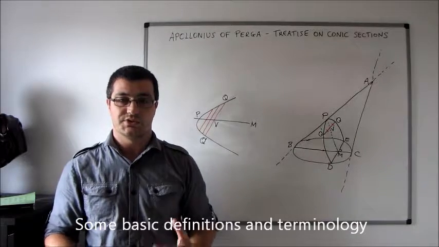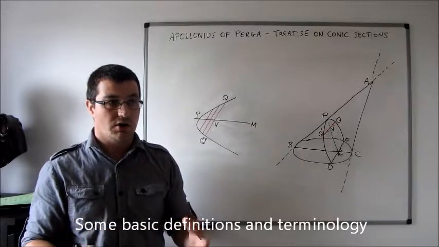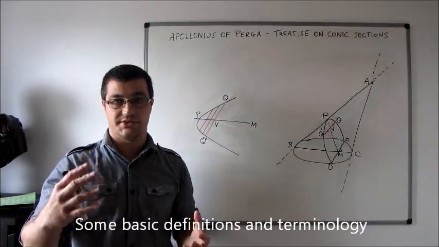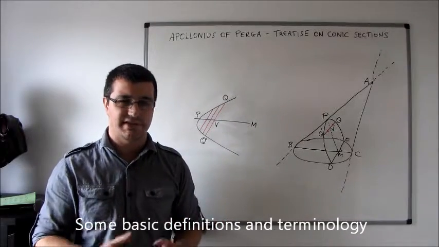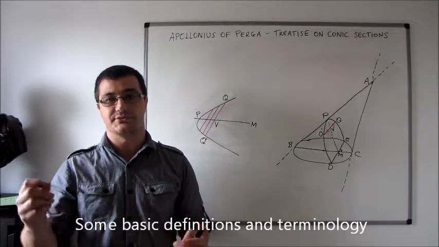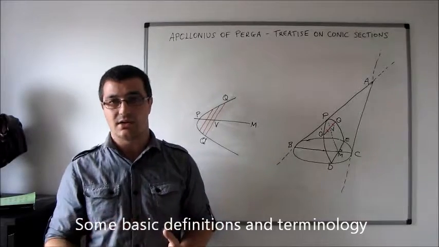At this stage I just want to define what is meant by a chord. A chord is a line that joins any two points on our section. So compare this with, for example, a chord of a circle. A chord of a circle joins any two points on the circumference of a circle. Well, we can generalize that idea to any conic section.